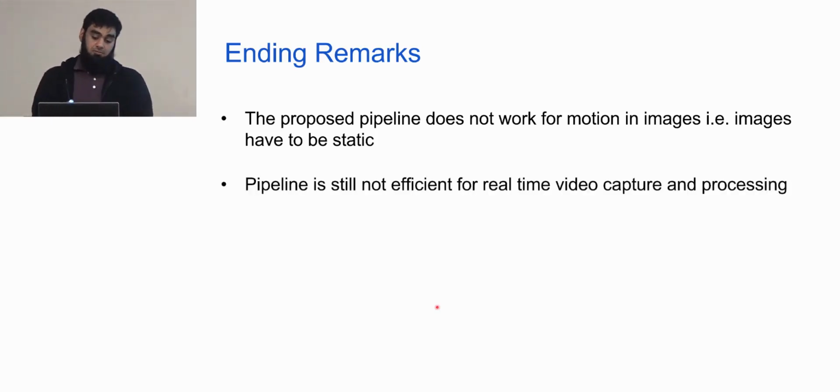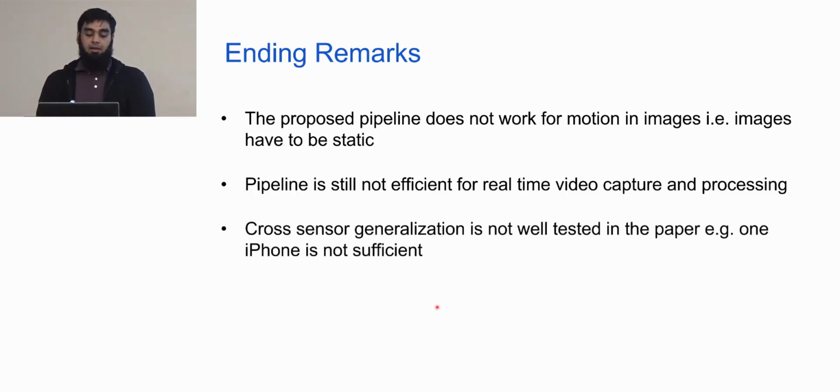The pipeline is also not efficient for real-time video capture, which was one of their initial goals. The time it takes to generate an image in real time has to be much lower than their result right now, which is between 0.3 to 0.6 seconds. Finally, in my opinion, the cross-sensor generalization is not well tested in this paper. They just took an iPhone 6s and they were able to get good results with that, but they didn't test enough sensors to be able to make that statement.